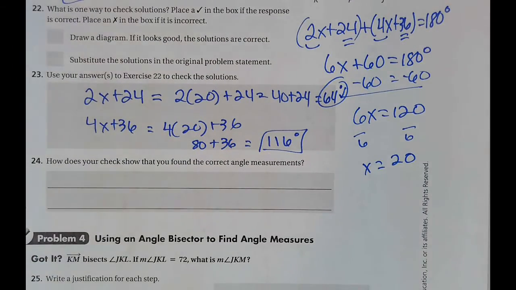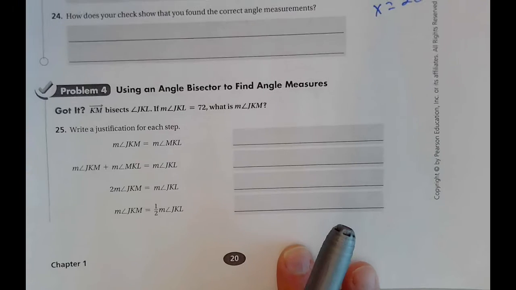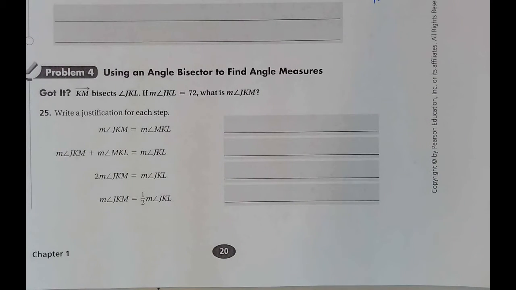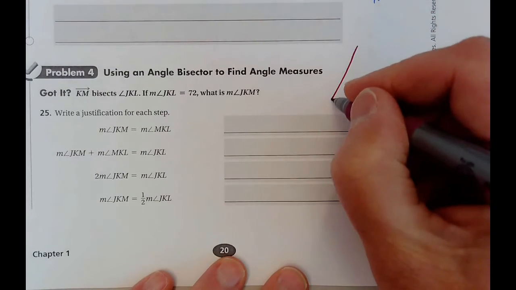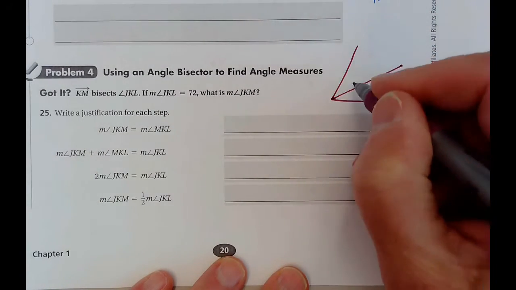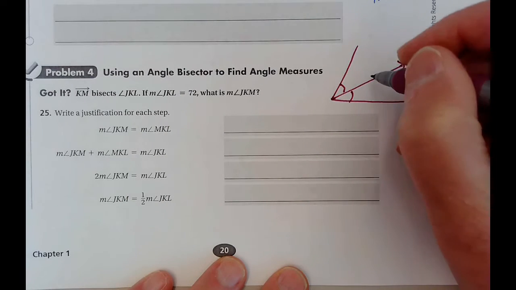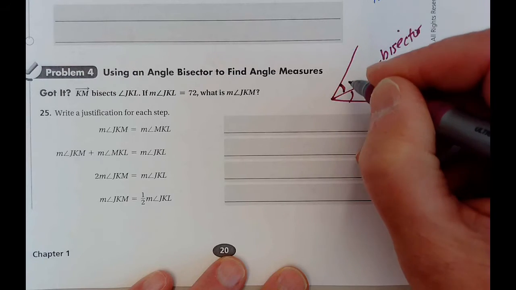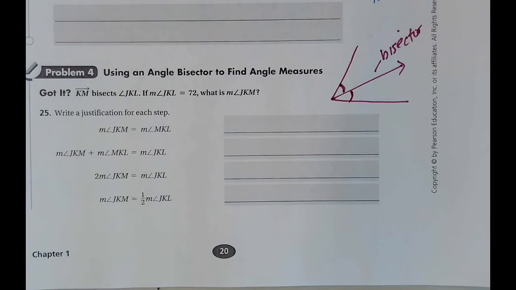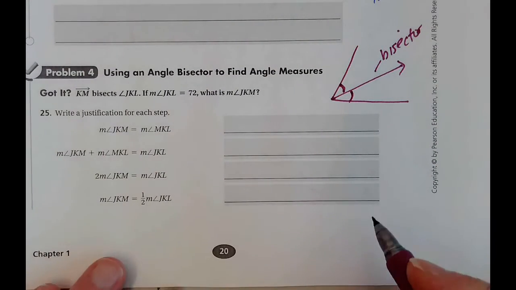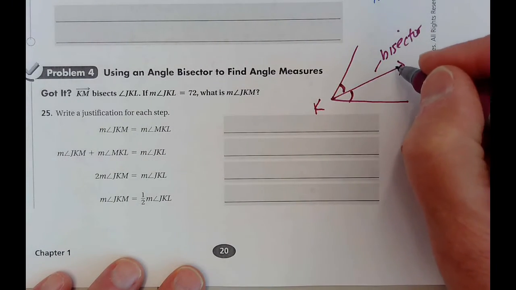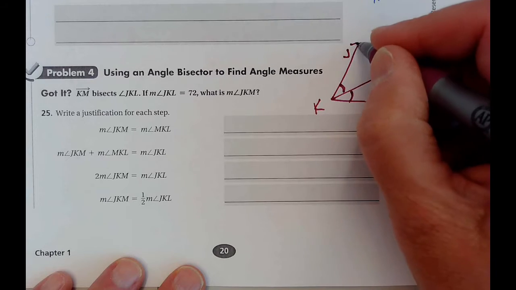All right, last problem on this page. It says use an angle bisector. So an angle bisector just cuts the angle in half. It's just like a segment bisector, but an angle bisector is going to cut the angle exactly in half if this is the bisector. Okay, it makes this angle equal to this angle. So KM is going to bisect JKL. So here's KM, JKL.